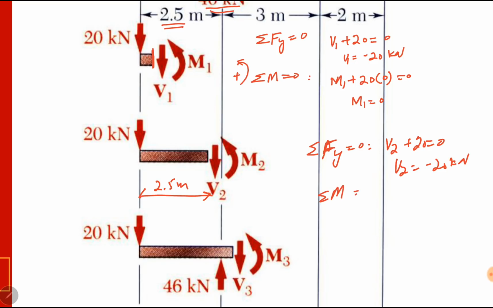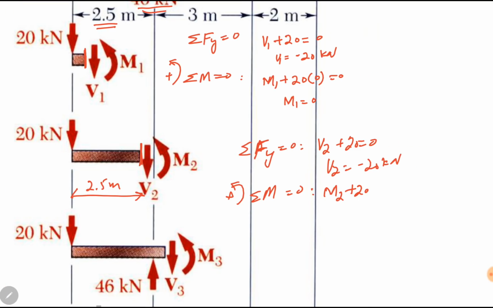And summation of moments is equal to 0. If I consider counterclockwise moments as positive, here one moment is M2. The force V2 is not producing any moment at the section 2 because it is along the section 2. It has 0 distance from section 2. But in this case, the 20 kilonewton force is also producing a counterclockwise moment, and it has a distance of 2.5 from the end. So M2 will be equal to minus 50 kilonewton meters.